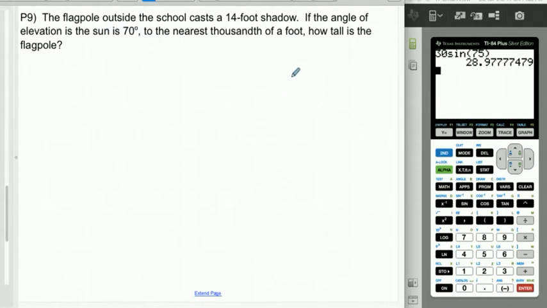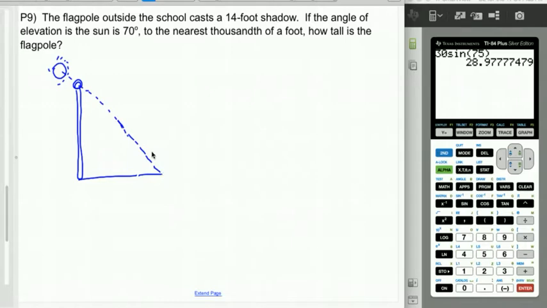To the nearest thousandth of a foot, how tall is the flagpole? So again, I would suggest that you draw this. I'm going to put the sun on this side, and I'm going to put my flagpole here. The way shadows work, the sun hits the top of the pole. Again, not drawn to scale at all because I'm terrible at drawing things, but you get the gist. It doesn't ever have to be drawn to scale.